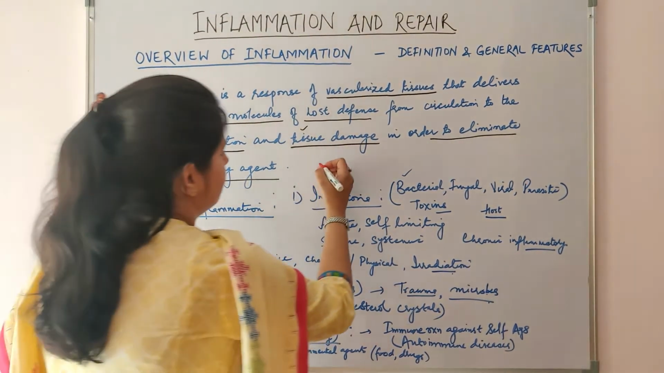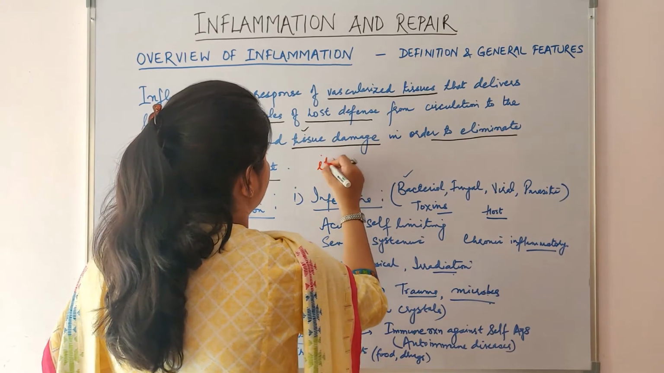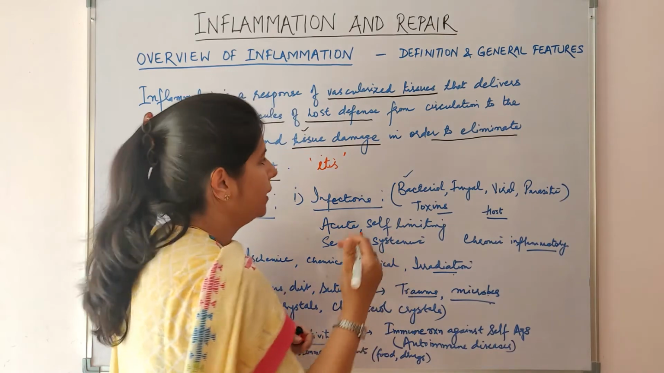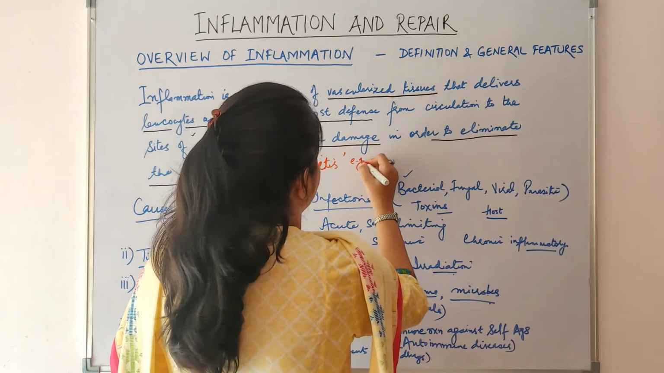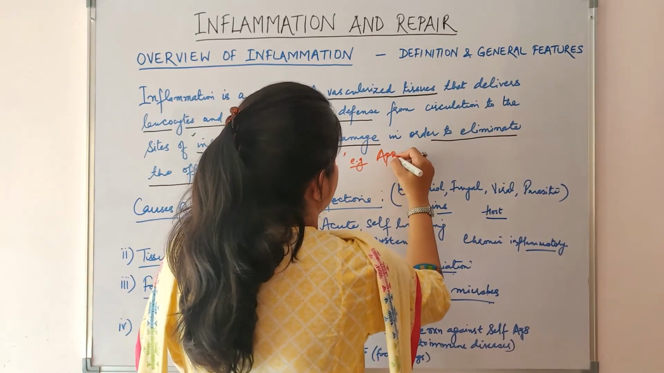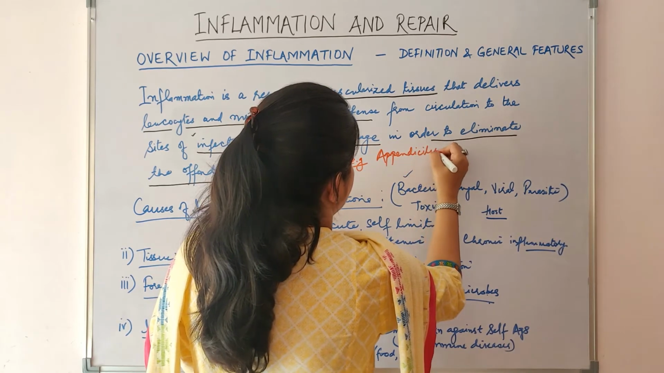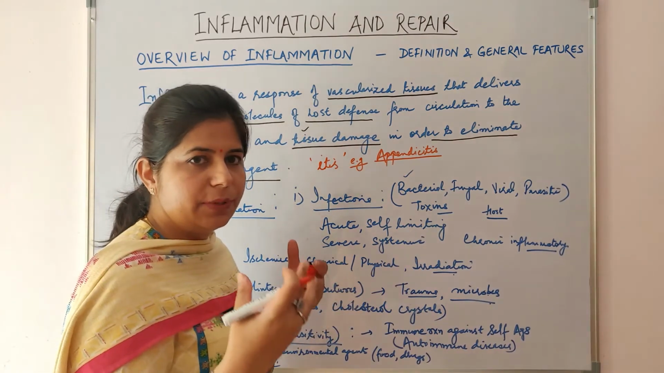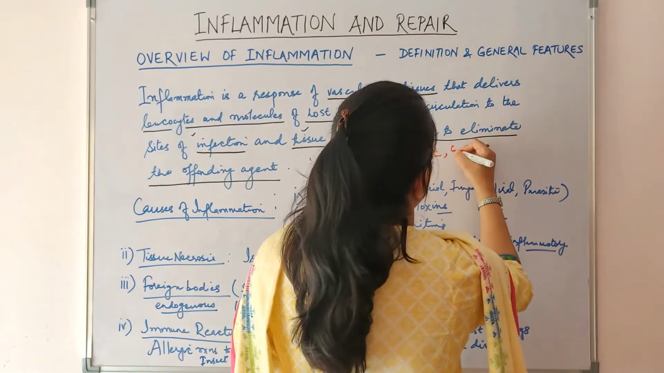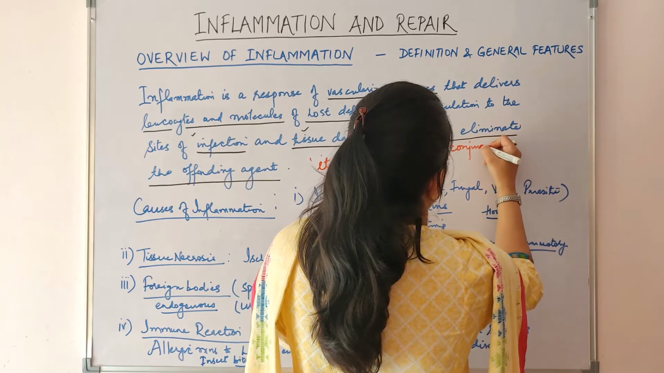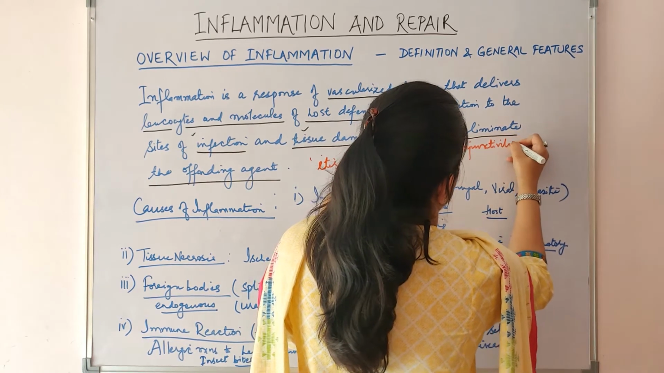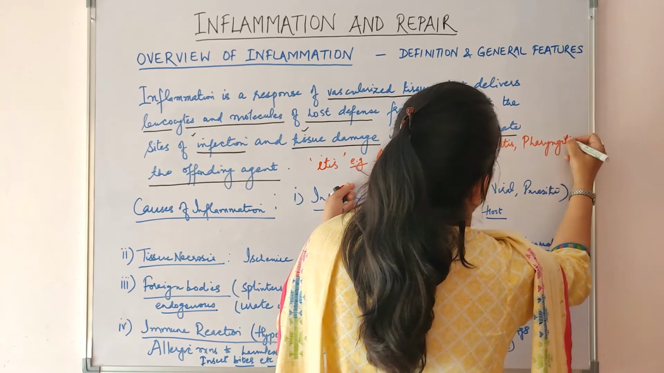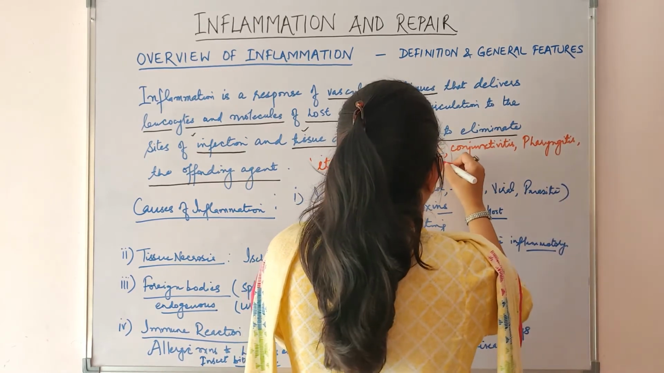We use the suffix itis after an organ or tissue to denote its inflammation. For example, appendicitis. This term is used for denoting the inflammation of the appendix. Conjunctivitis, pharyngitis, endometritis.